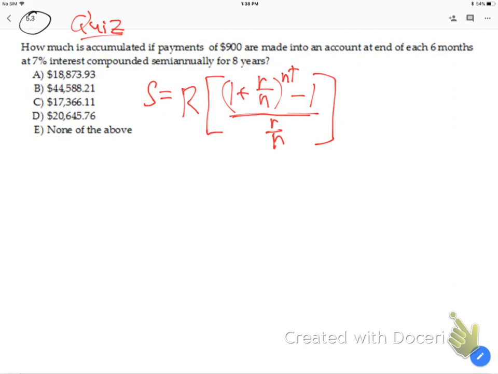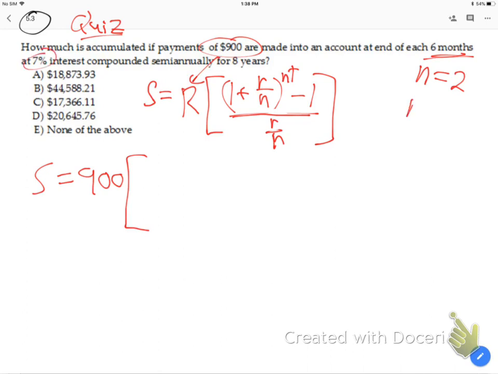It says payments of 900, that's R. R is the payments. So that'd be 900. Six months, what does that mean? What do we do with the 6 months? What's the N? 2, two times a year, right? If you're making payments every 6 months, you're making 2 payments a year. Remember, N in all these financial formulas is the number of compoundings, or number of times per year. So N is going to be 2 if you're doing it every 6 months. If you're doing it every 3 months, N would be 4, four times a year.